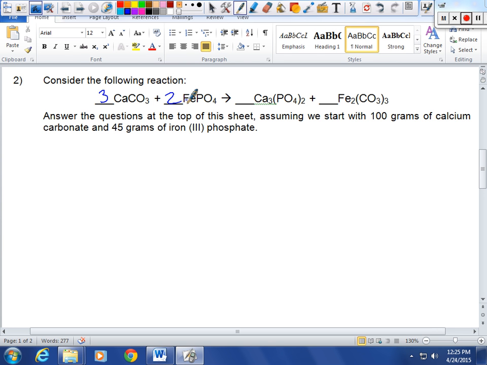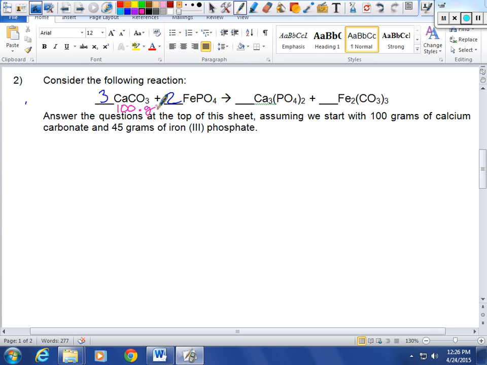All right. Now, this is going to be a little bit aggravating, too, just because of how big the compounds are and how nasty the masses get. But that's just part of it. So, answer the question at the top of the sheet. Assuming that we start with 100 grams of calcium carbonate. What is calcium carbonate up here? It's the first one. You've got to recognize that. Now, I'm actually going to add a decimal point behind it to make it 3 sig figs. And then 45 grams of iron 3 phosphate.